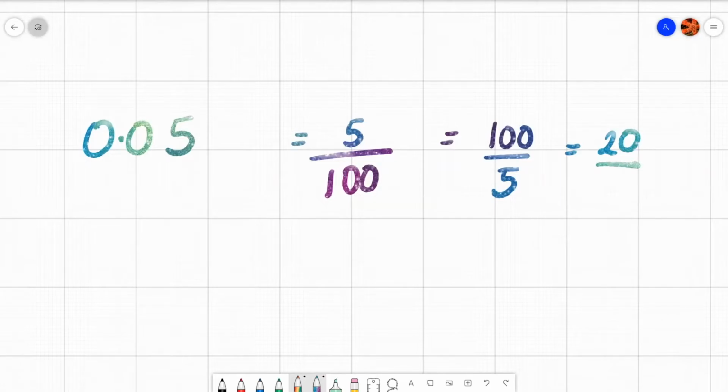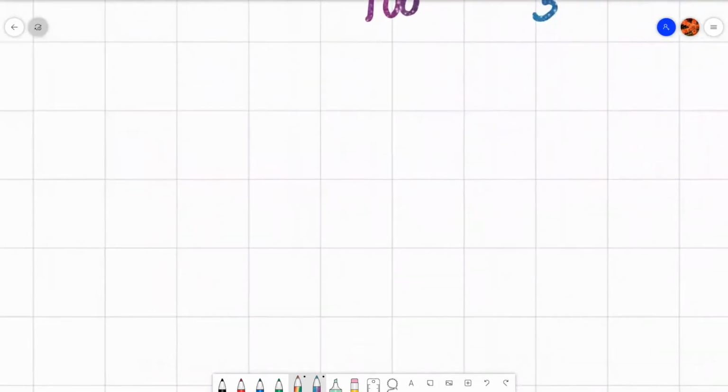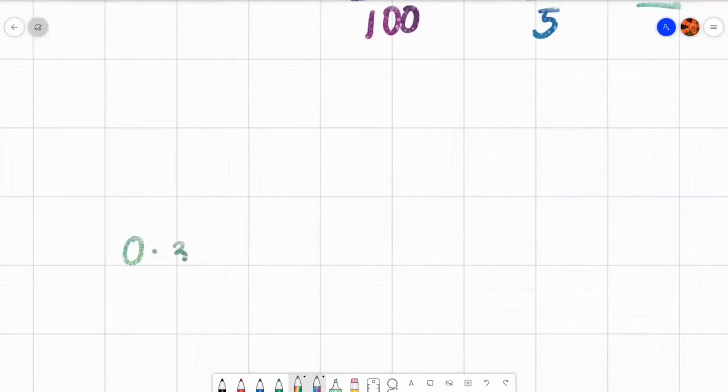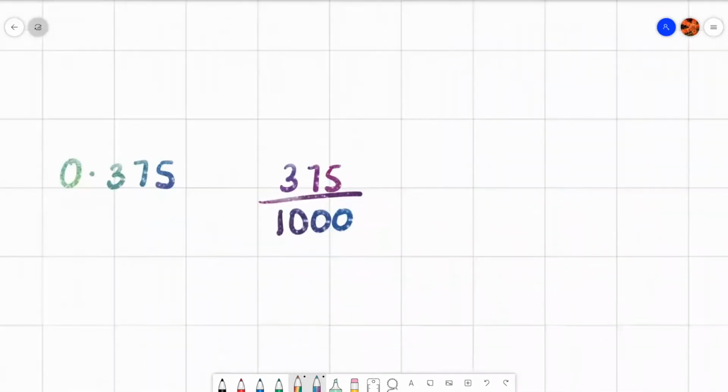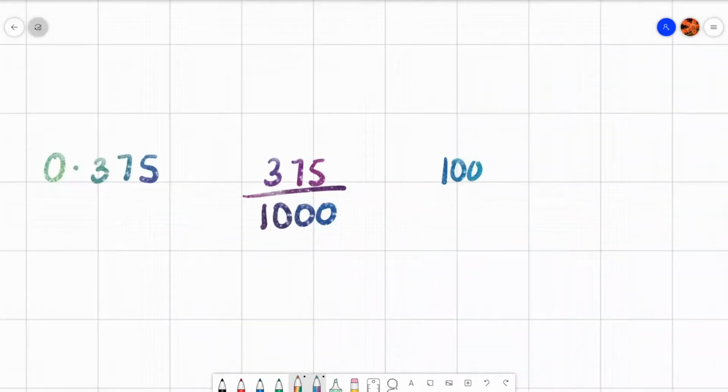Okay, let's have a look at another example. Let's do another decimal, 0.375. Again, because this is a decimal, we have got to write this down as a fraction so we can flip it over. So that's going to become 375 over 1,000. Now we can flip it over and that becomes 1,000 over 375. Now we can simplify this further, or you can leave it as that.